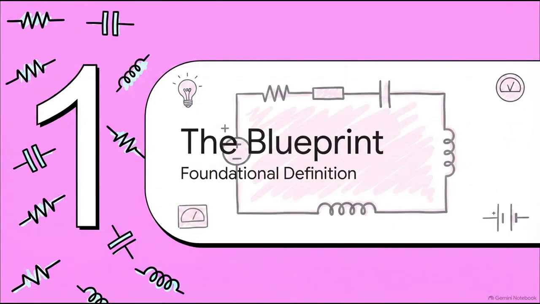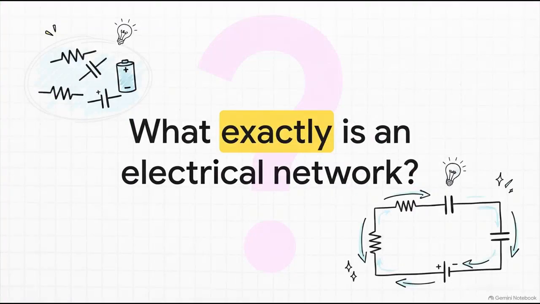Section 1. The blueprint. So let's say you're sitting right across from a professor or maybe a hiring manager, and they hit you with this question. What exactly is an electrical network? Sounds pretty simple, right? Well, the magic word you need to remember here is interconnection. Because think about it, you could have 3 resistors, a capacitor, and a voltage source just sitting loosely on your lab desk. That's a pile of parts, not a network.